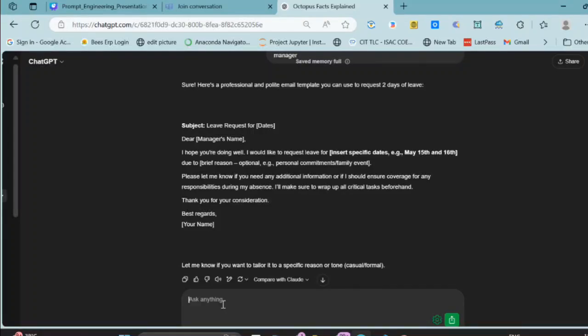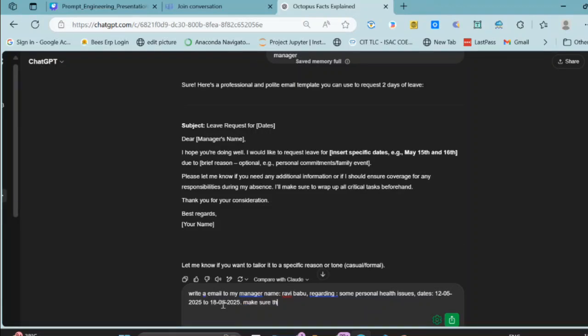Okay, you can give a prompt like: write an email to my manager, Ravi Babu, regarding some personal health issues. So here we are mentioning the manager name, the main reason, and the dates, 12/5/2025 to 18/5/2025.